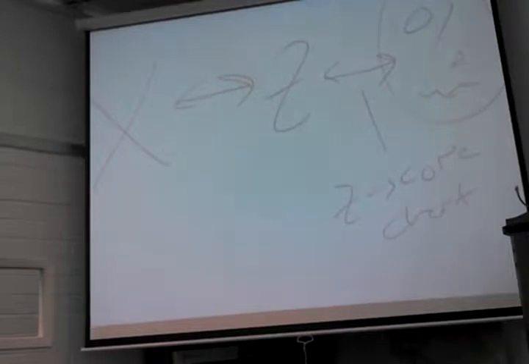Z-score chart. What's the z-score chart do? It converts z-scores to areas, probabilities, or it converts probabilities back to z-scores. If I just use it backwards. Anything mathematical basically should be able to go both ways, right?